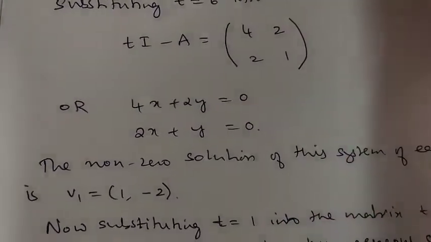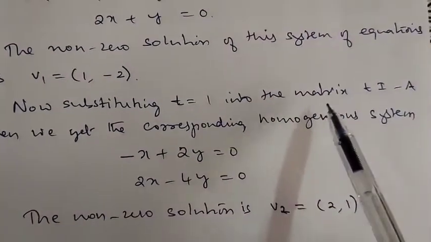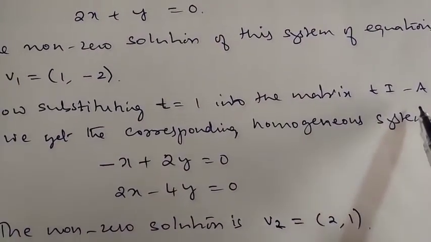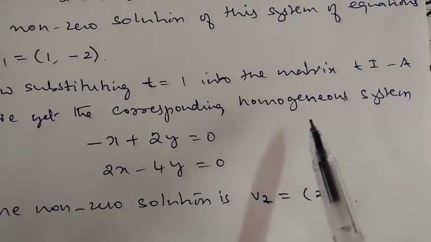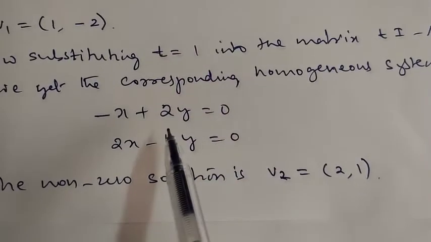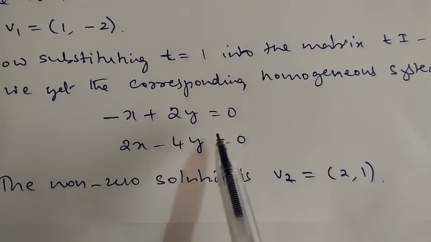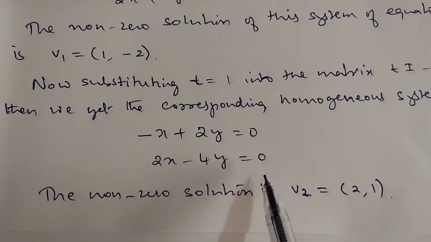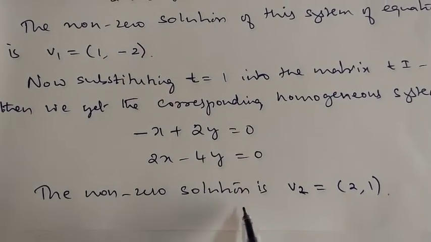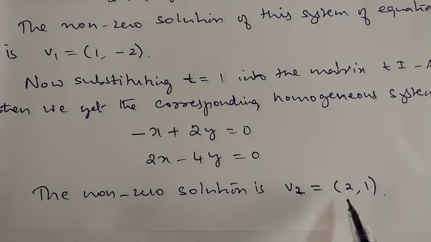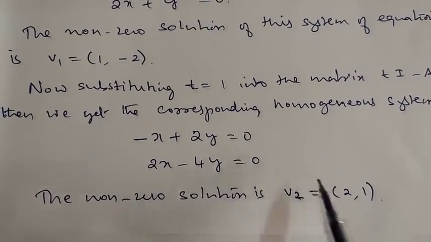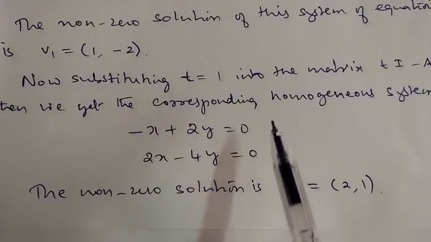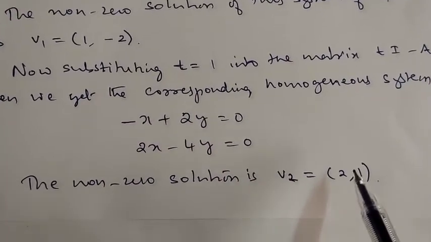V1 is 1, minus 2. Now substituting T equal to 1 into the matrix TI minus A, we get the corresponding homogeneous system. This gives minus x plus 2y equal to 0, 2x minus 4y equal to 0. Again, a non-zero solution of this system is V2 equal to 2, 1. So V1 is 1, minus 2 and V2 is 2, 1.